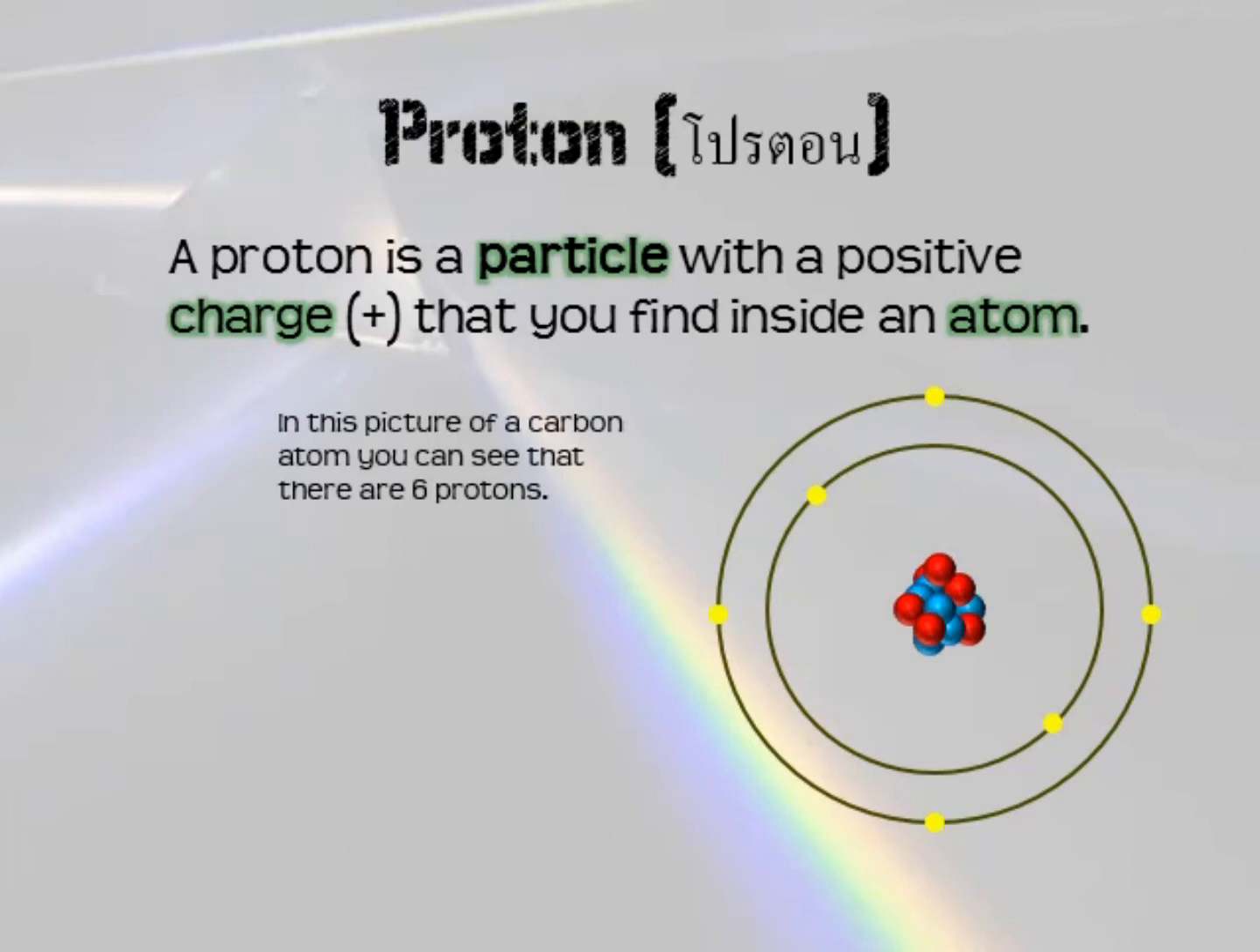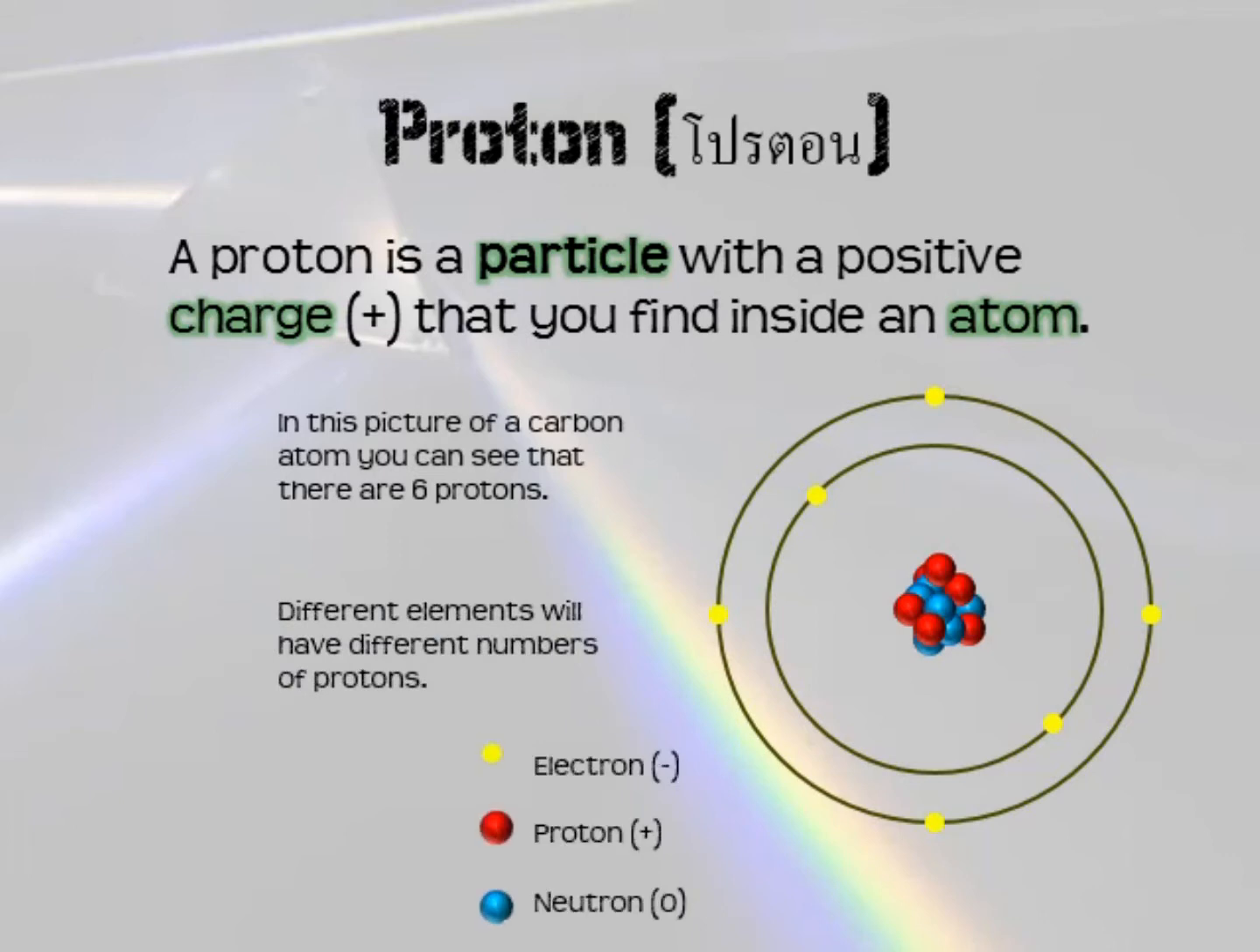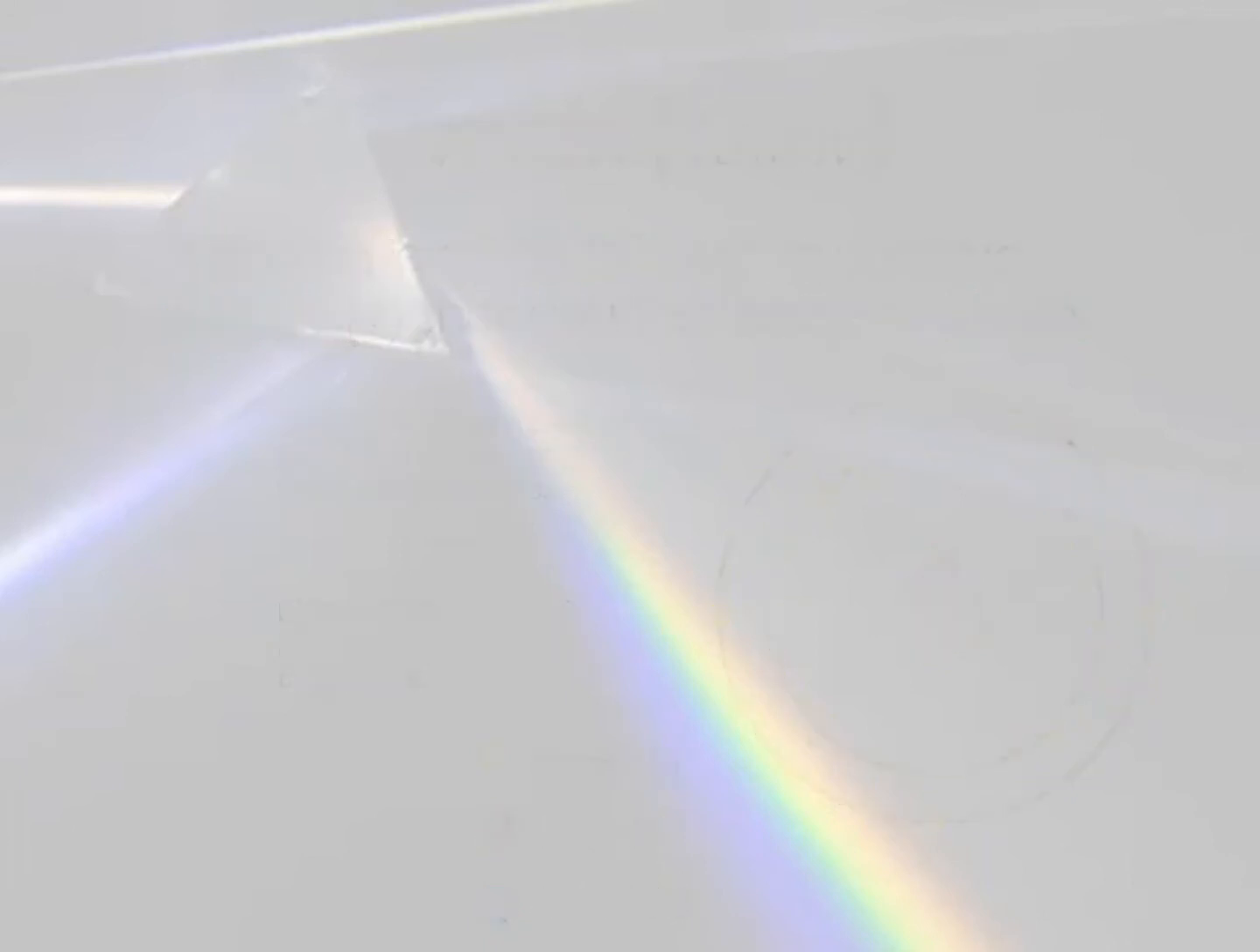If you take away one of those electrons, then all of a sudden we have a carbon ion, which we talked about before. But different elements have different numbers of protons, and in fact, the number of protons tells you which element you are looking at. So if there are 6 protons, you know you are looking at carbon. If there are 2 protons, you know you are looking at helium.